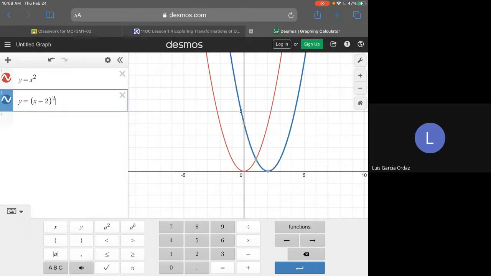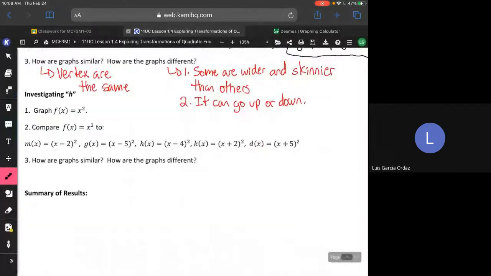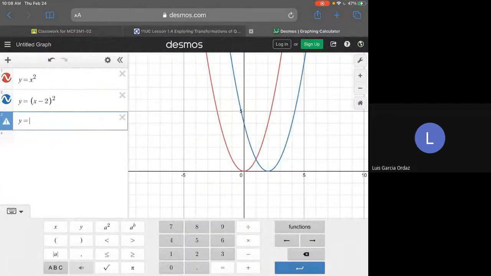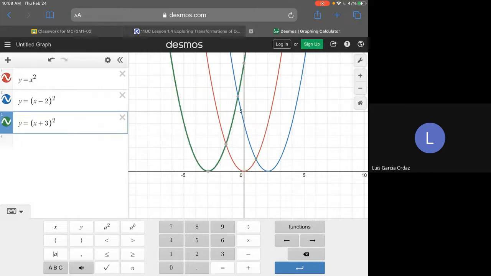As you can see, it moves to the right. And if I have a plus, which way is it going to go? To the left. And I'll show you guys. Okay, so x usually has to do with my x intercept, right?